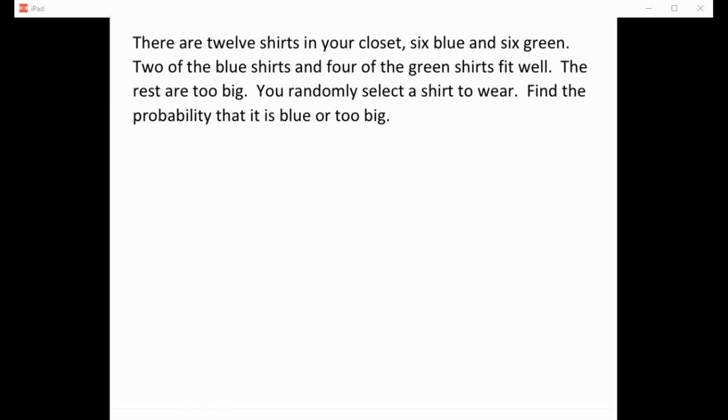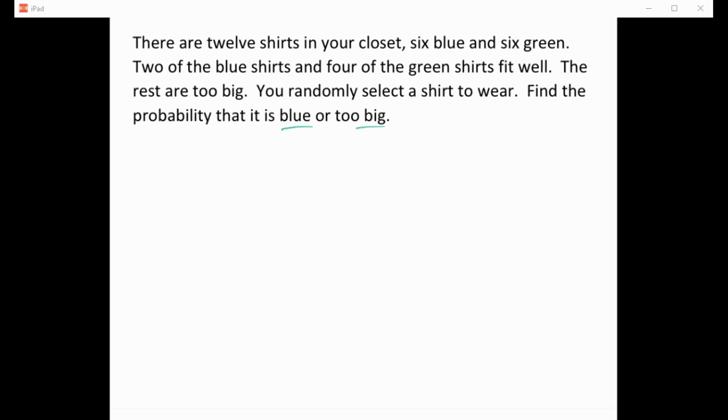This is where it gets a little bit tricky, though. There are some problems like this on the work today. There are 12 shirts in your closet, 6 blue and 6 green. 2 of the blue shirts and 4 of the green shirts fit well. The rest are too big. You randomly select a shirt to wear. Find the probability that it's blue or too big. With these, where there are 2 different things they're talking about, the color of the shirt and whether or not it fits, you definitely want to draw out the sample space.